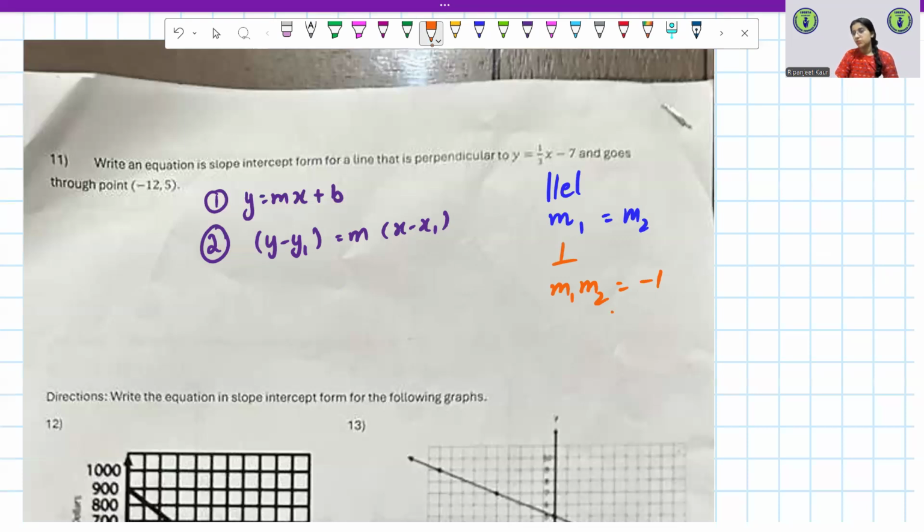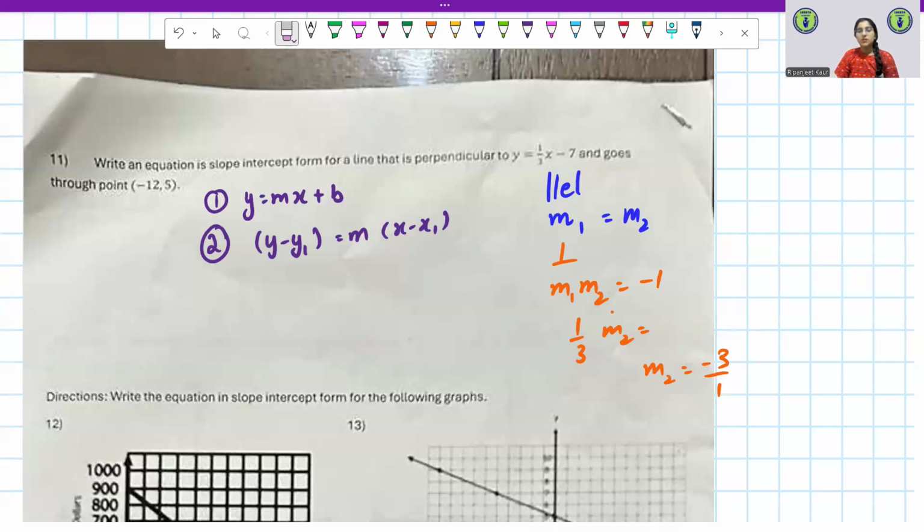The slopes' product is equal to negative 1. That's what you said: 1/3 times m2 is equal to negative 1. So what does it become? m2 is equal to negative 3 over 1. That's what you said, right? So this is what happens. Any questions in this? How I got this?